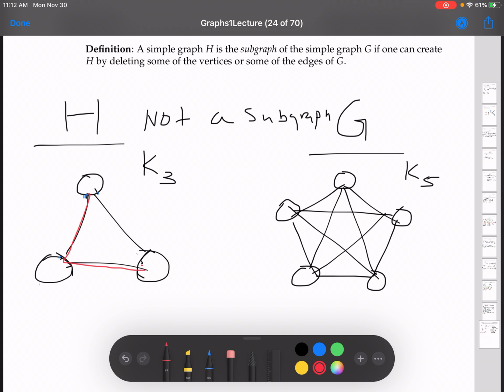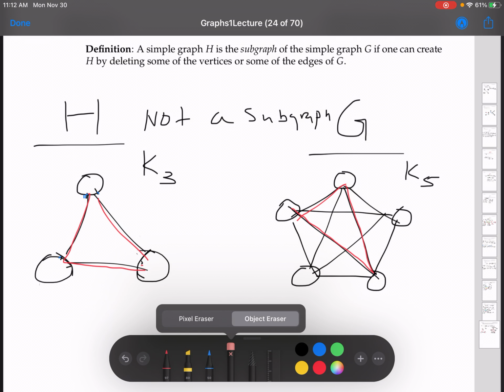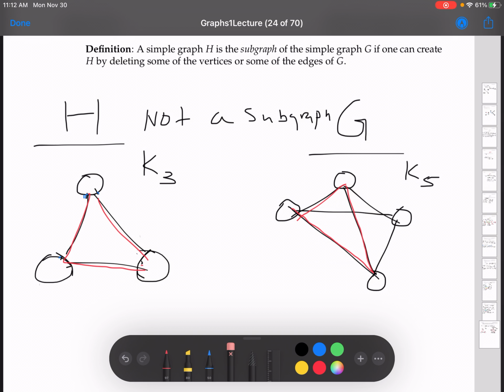Let's draw it here like this. And you can see that thing sitting right there. There are many places where that thing is, right? So is K3 a subgraph of K5? Yes, it is. Why is that? Because you could delete some amount of vertices and edges. Let's see, you could delete this and that and that and that and that, right? That would be it. Oh, but we still have that vertex. Well, we can delete that too. And now we have the same graph.